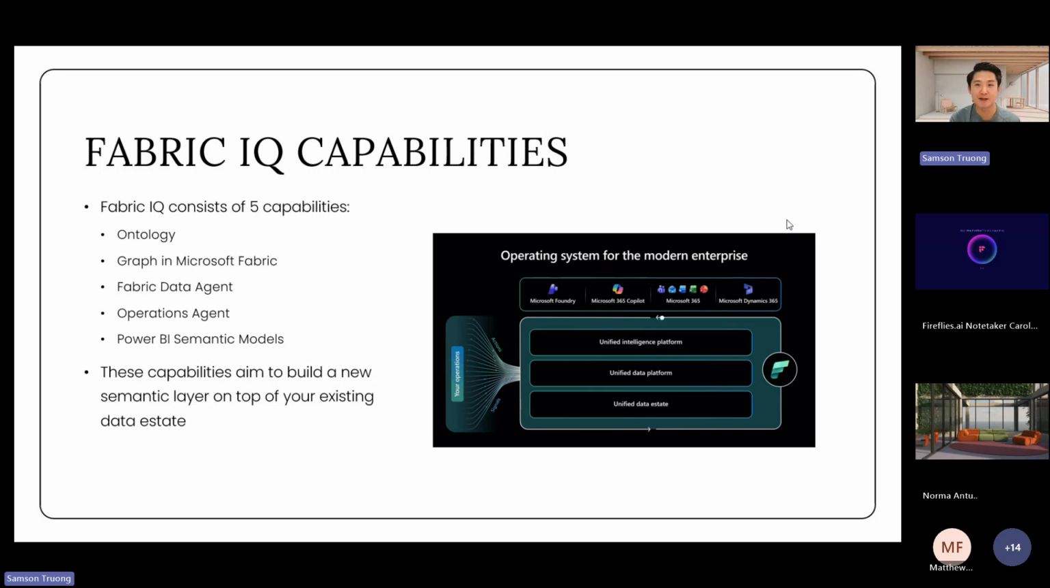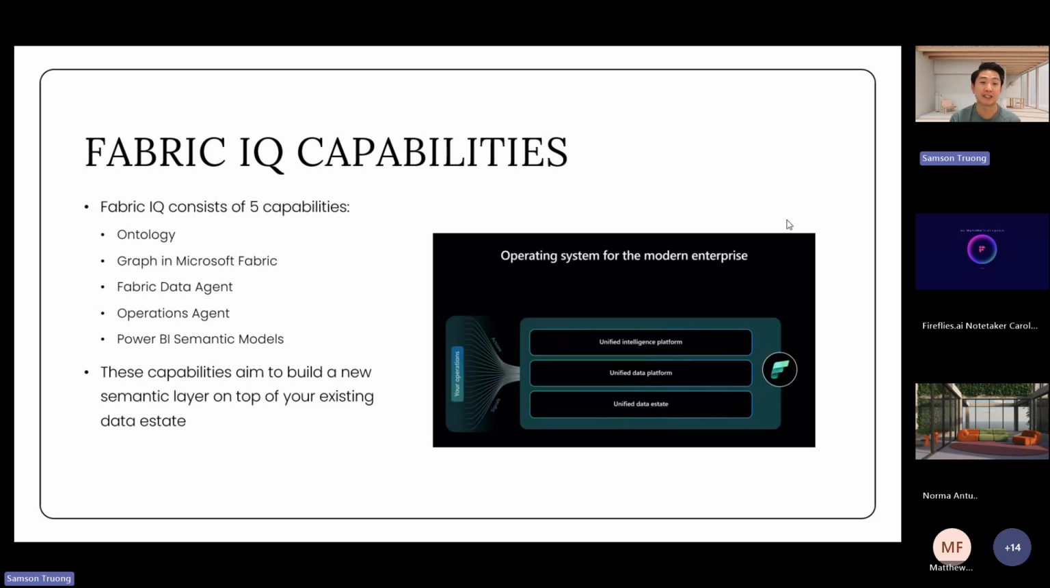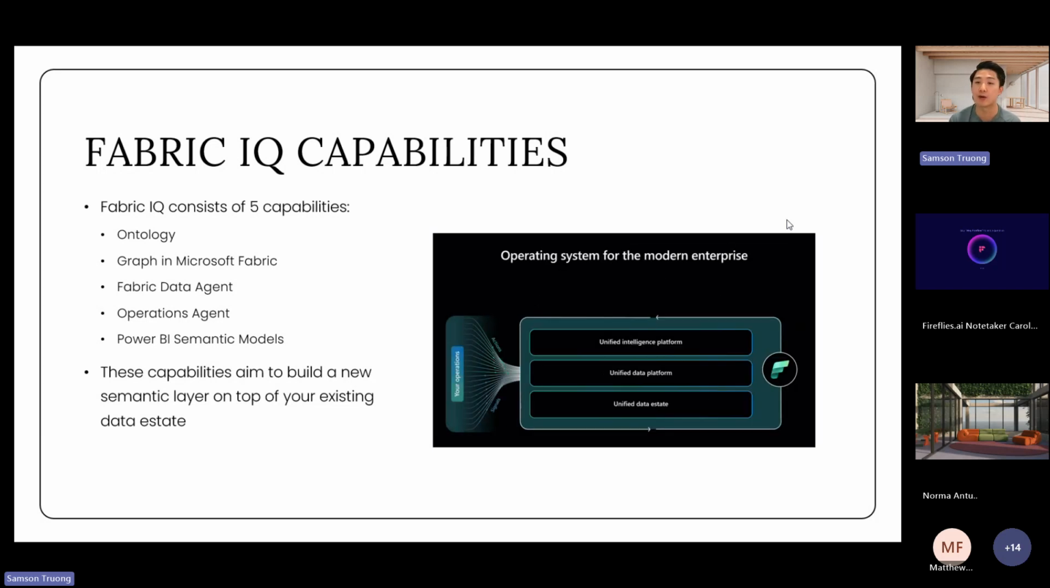These are the same Power BI semantic models we know and love. It's now a part of that Fabric IQ workload. And all of these capabilities together really aim to build a new semantic layer that's on top of your existing data and that lives in OneLake. So these all operate together to paint the whole picture of, hey, this is my business, this is my organization, and this is how data moves from one place to another and how it really talks to each other and how the business uses that data.